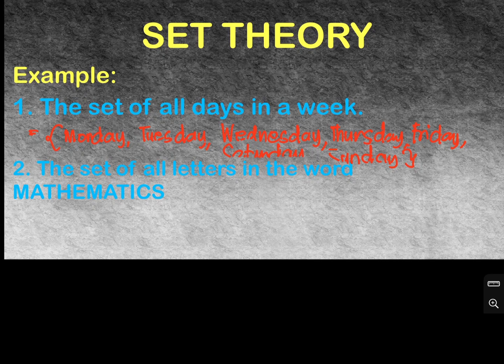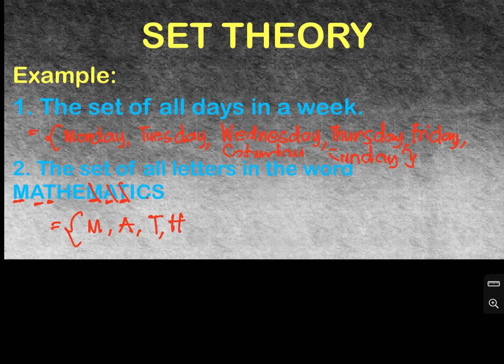So let's move on to example number 2. The set of all letters in the word mathematics. Again, the key words for a set: it has to be distinct, well-defined, and no repetition of letters is allowed. So we are going to cross out those letters that show up twice. These are M, A, T, and that's it.